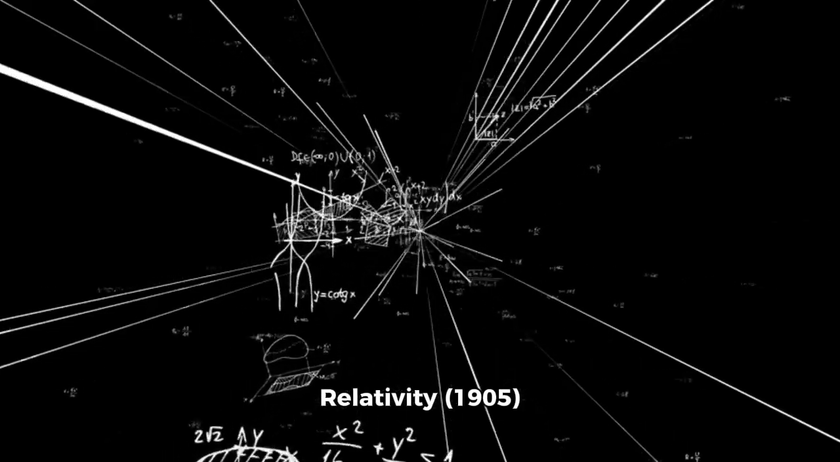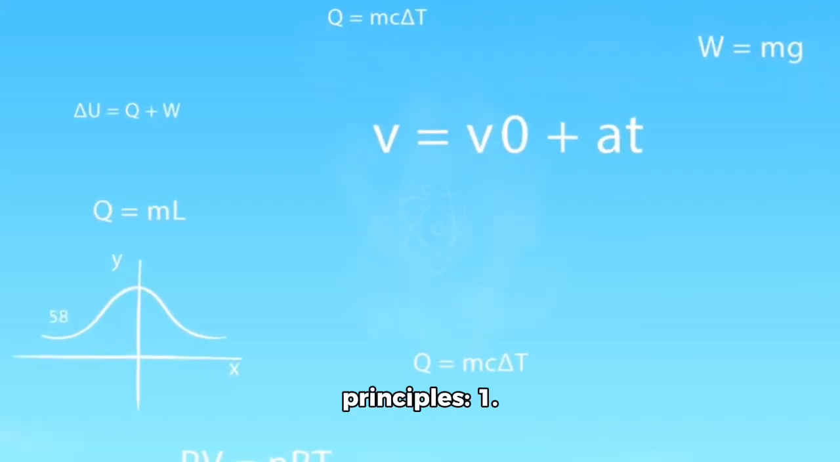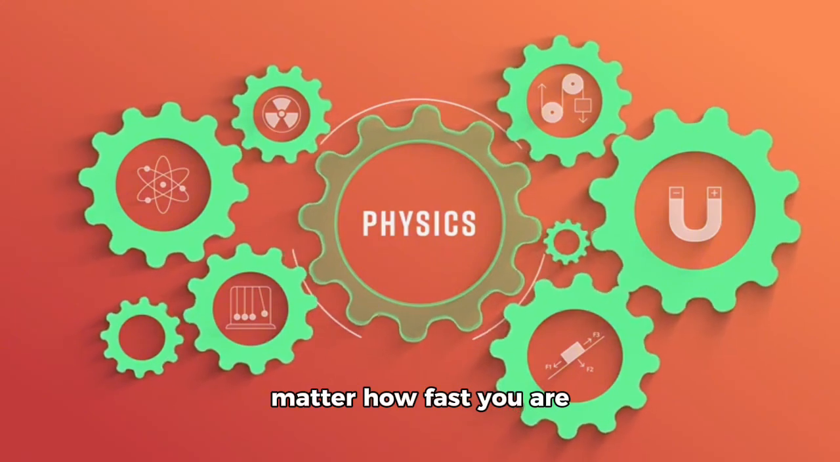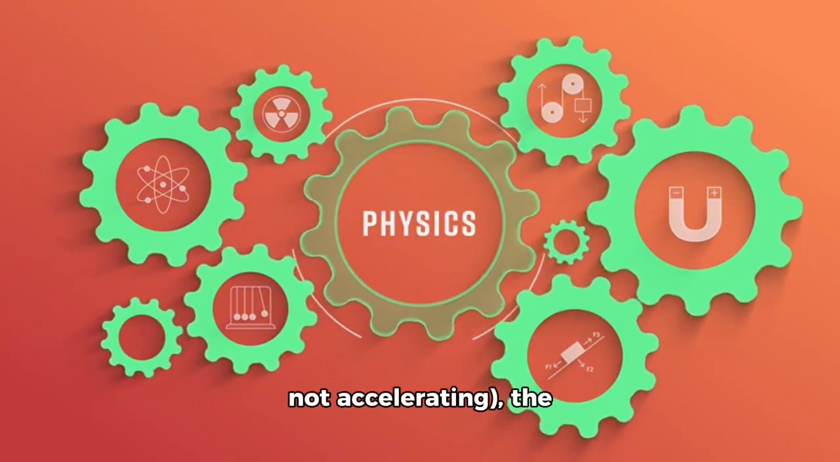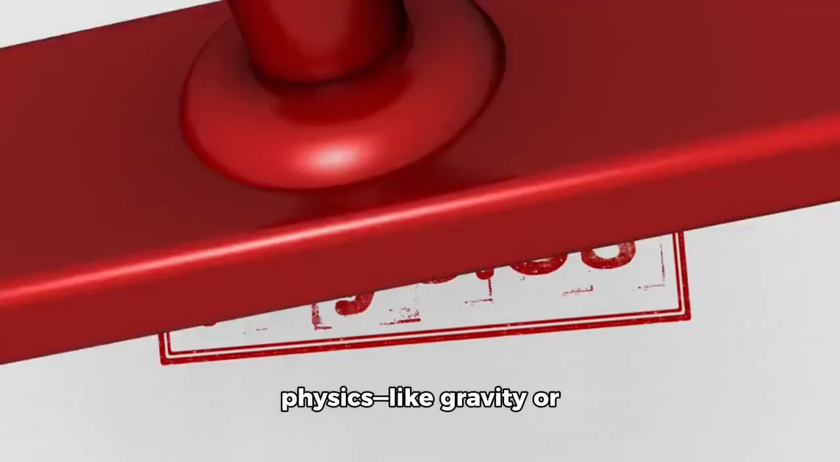Special relativity, 1905. At its core, special relativity is based on two simple principles. 1. The laws of physics are the same for everyone, no matter how fast you are moving, as long as you're not accelerating. The basic laws of physics like gravity or motion work the same.